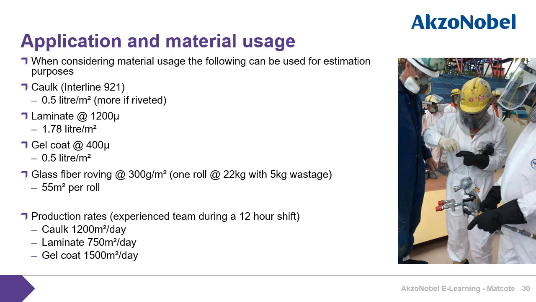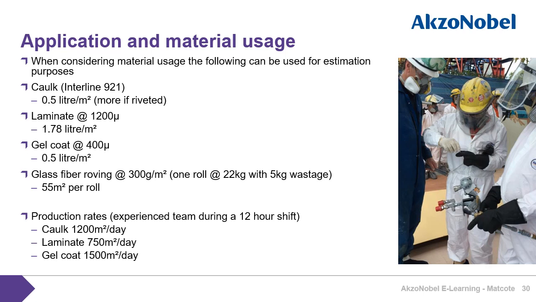One of the most important questions we get asked is around the material usage for each step in the system itself. So when considering material usage, you can use the following estimations. For the caulk, for Interline 921, it's roughly 0.5 litres per metre squared, though obviously this differs widely depending upon the condition of the steel, if it's riveted and so on. The laminate itself at 1200 microns is 1.78 litres per metre squared. The gel coat at 400 microns is 0.5 litres per metre squared, and the actual usage of the glass fibre roving is around 300 grams per metre squared. So from that you would get about 55 metres squared per roll.